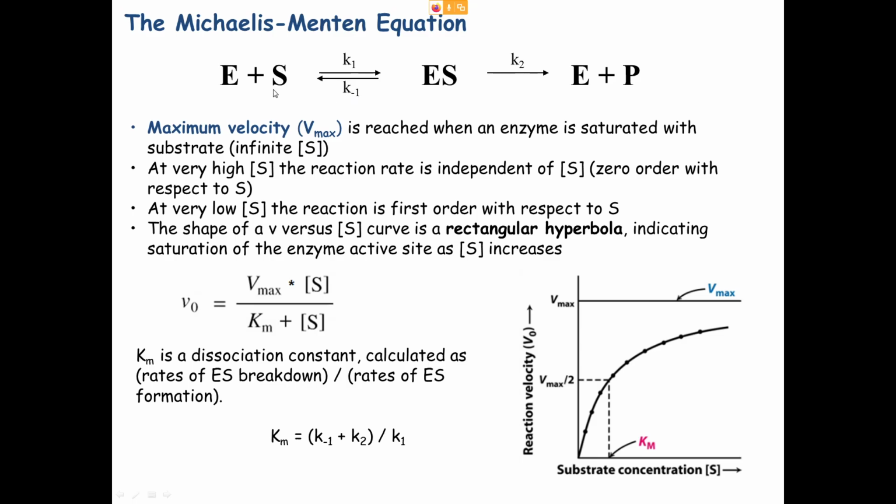They don't fall apart readily, right? So K1 will be much larger than K minus 1. That means the numerator, no matter what K2 really is, is going to be much larger than K minus 1, because generally K1 and K minus 1 are faster than K2.